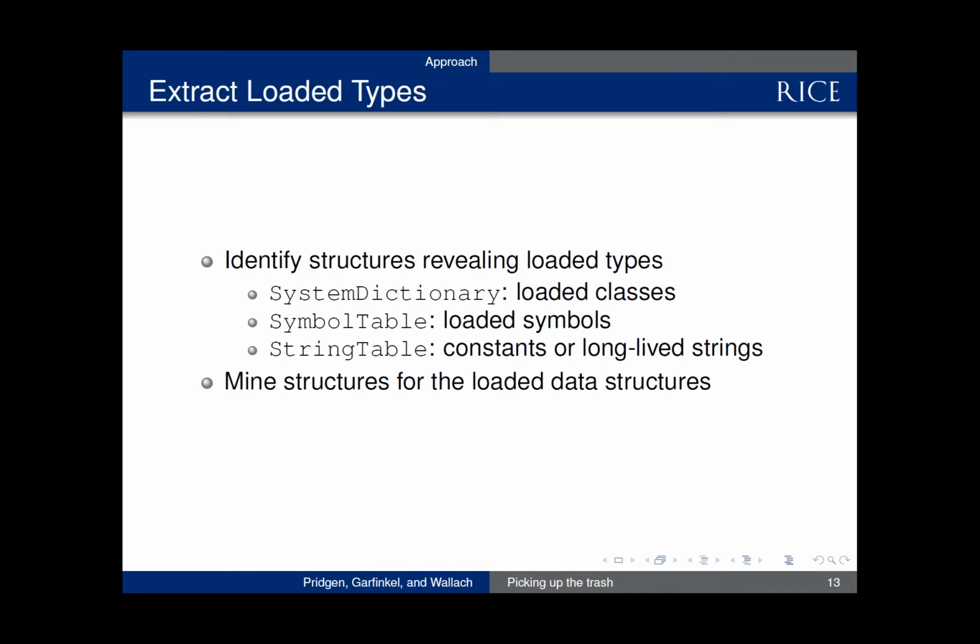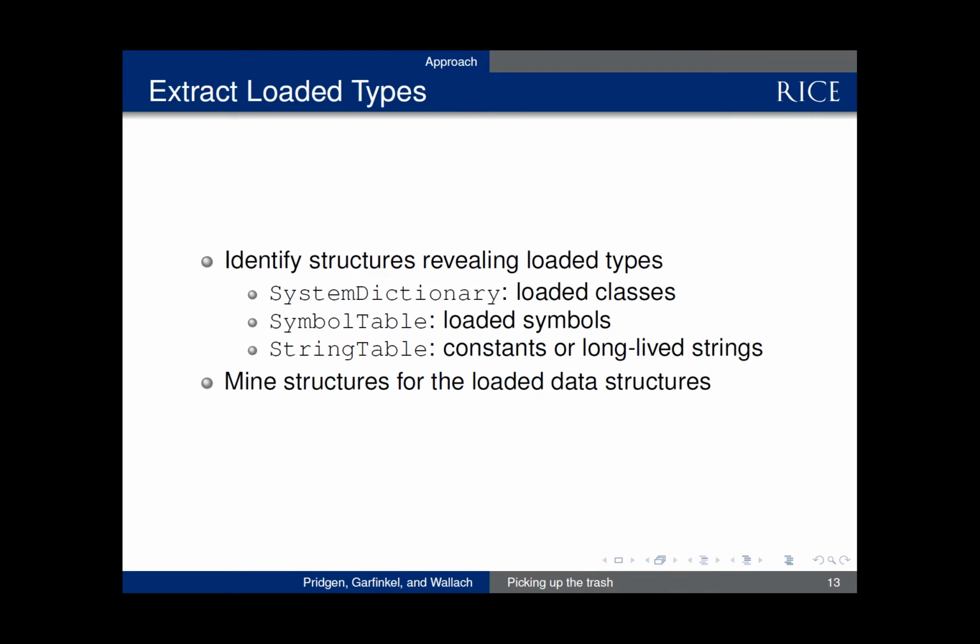All managed runtimes have some way of doing advanced reflection or understanding the types they're loading and executing against. In the JVM, this is the system dictionary. This maintains all the classes like string, class, socket, things of that nature. Then we have the symbol table, which includes all the strings for all the different methods, fields, and classes that we would encounter. And then the string table is where we find all the constants and along the objects.